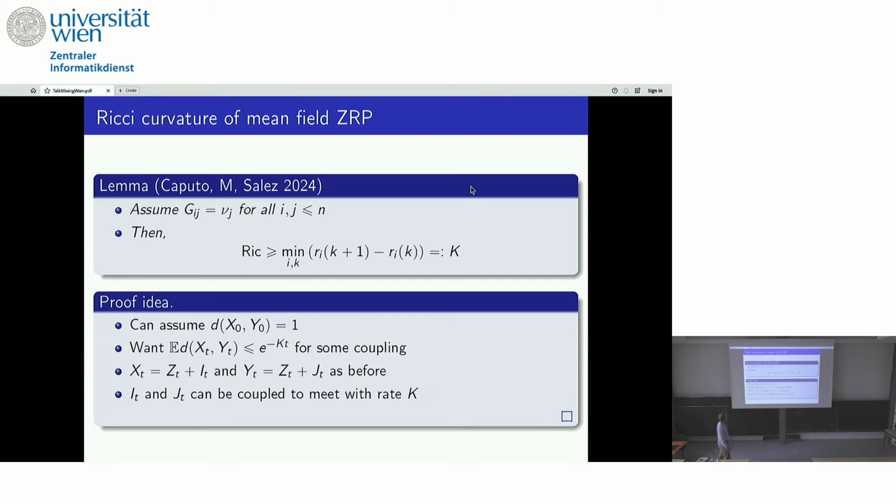So the proof idea is as before. We do the same coupling, and we just consider the minimum jump rate for this IT and JT. One more assumption is that we are in the mean field case now, right? You see this Gij is constant, independent of the i. And as we are in the mean field case, we always have some probability of IT and JT that we can jump to the same site. We can couple them in such a way. So all we have to do is find the minimum jump rate of the IT and the JT, and that is precisely this minimum of these jump rate differences. And from this, we get the Ricci curvature lower bound.